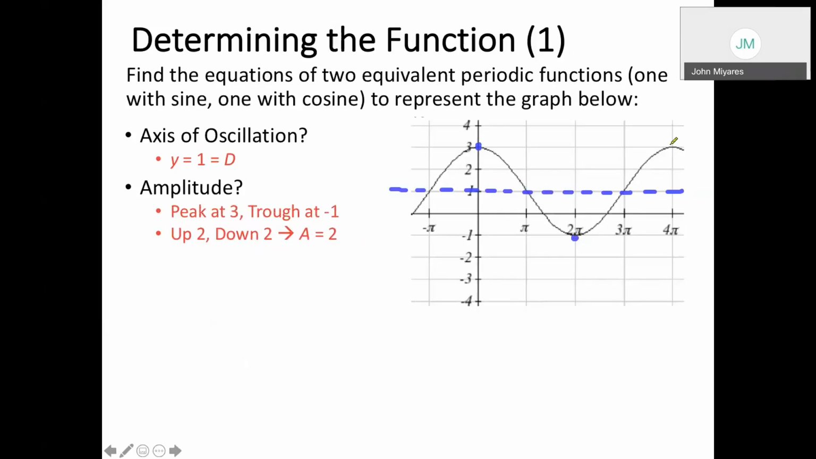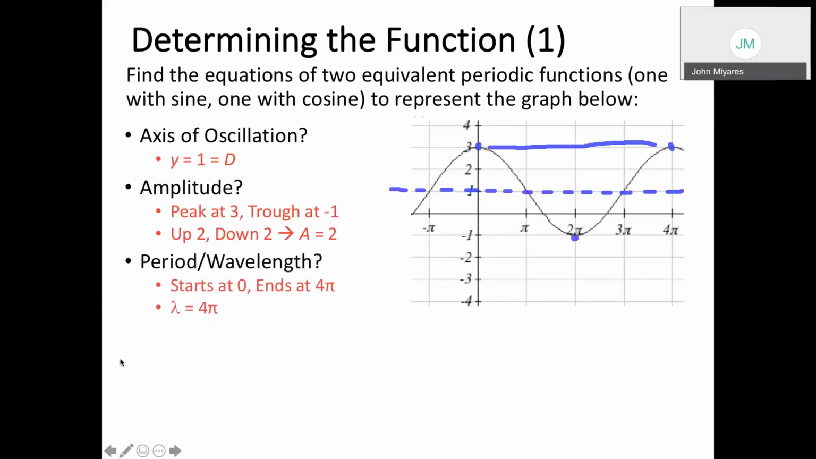The wavelength is measured horizontally, the length of one full cycle. The easiest way I usually like to measure these is by going from peak to peak or from trough to trough. And as I measure here, you're going to see that the first peak is at 0 and the second peak is at 4 pi. So the wavelength is going to be 4 pi. That's going to make the B value, since B is always 2 pi divided by the wavelength, 2 pi divided by 4 pi, which reduces to 1/2.